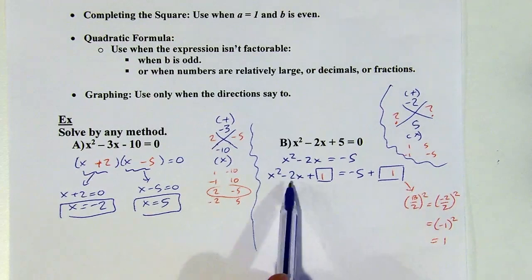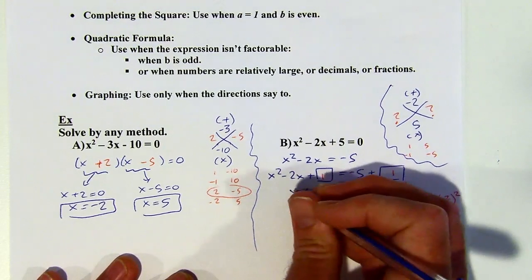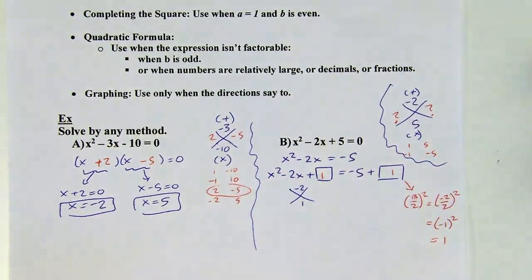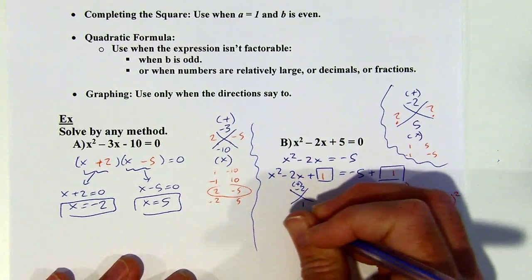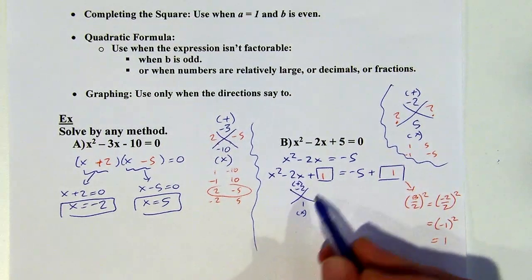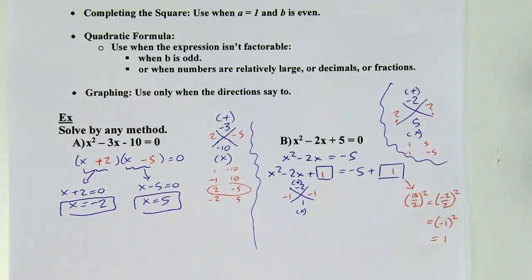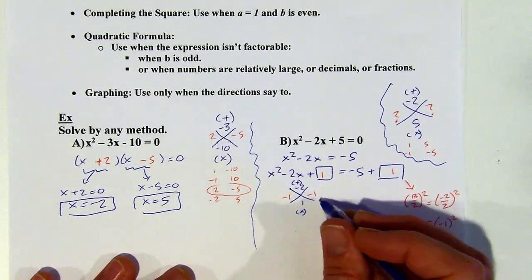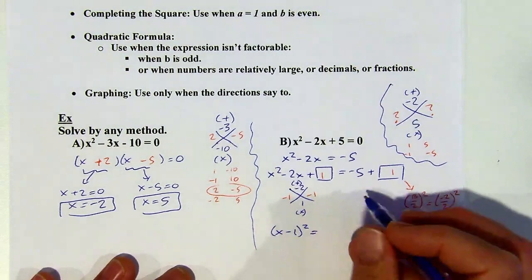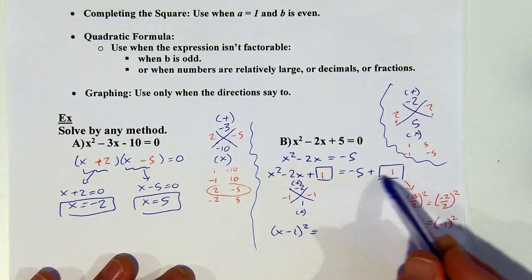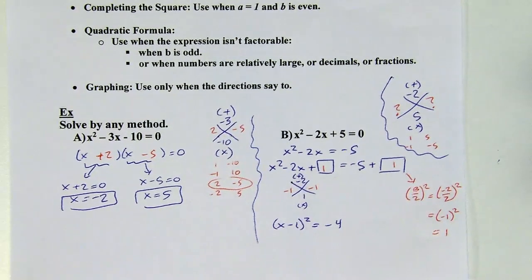Now what I'm going to do is factor the left side of this. I'm going to set up a diamond problem, and I should get something times itself. Looking for two numbers that add to -2 and multiply to 1. 1 times 1 would add to +2, but -1 times itself adds up to -2. So this factors into x minus 1 times x minus 1, but I'm going to write that as the quantity x minus 1 squared. On the right side, -5 plus 1 is -4. So I factored the left, and on the right, I did the addition.